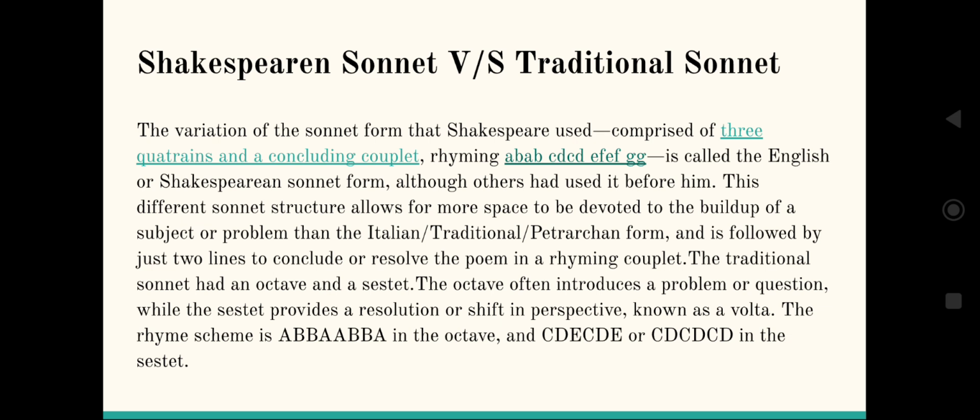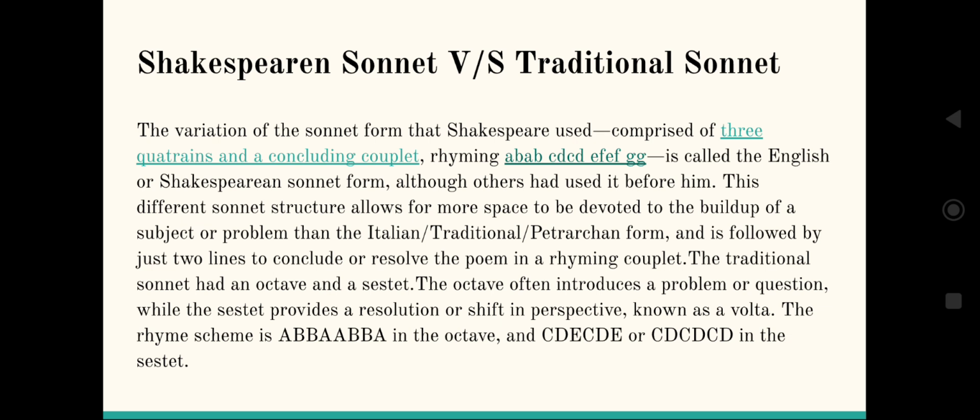The traditional sonnet had an octave and a sestet. The octave often introduces a poem or question, while the sestet provides a resolution or shift in perspective known as volta. So the shift in perspective is known as volta. The rhyme scheme is A B B A A B B A in the octave, and C D E C D E or C D C D C D in the sestet. So there was no fixed rhyme scheme for the second stanza. They could have used any.